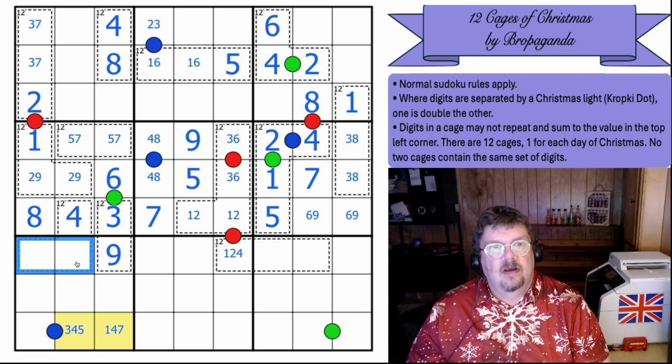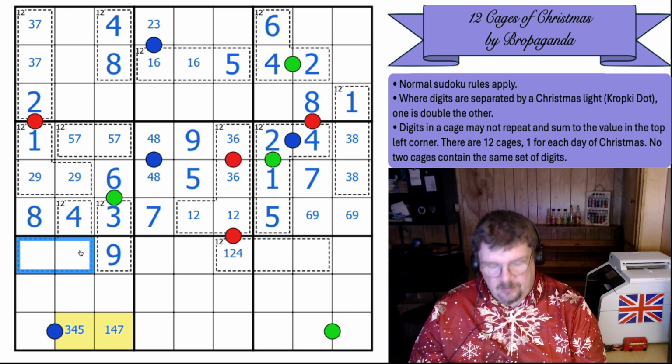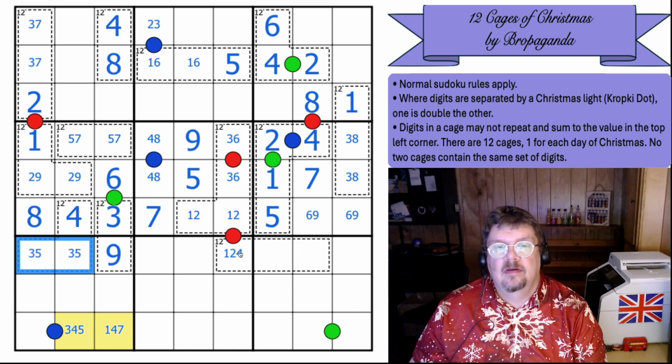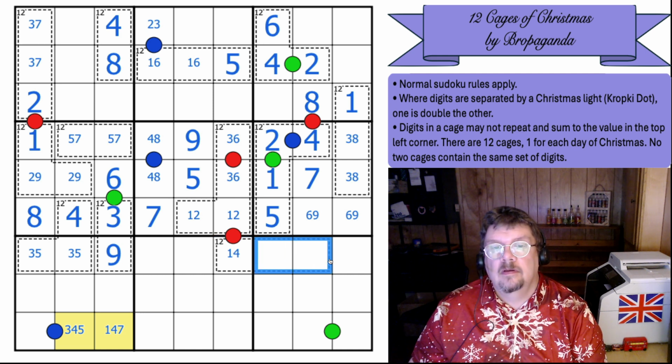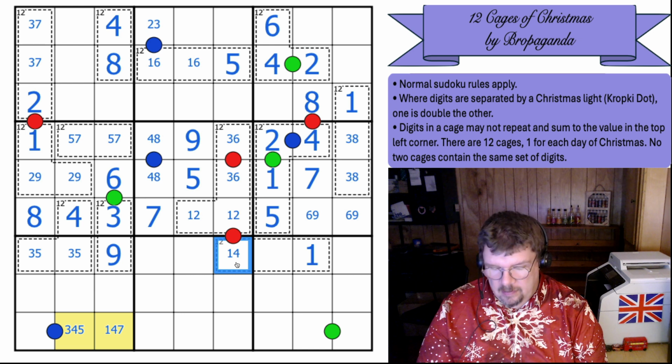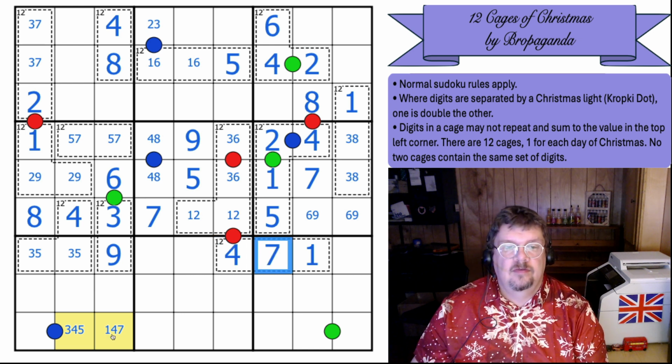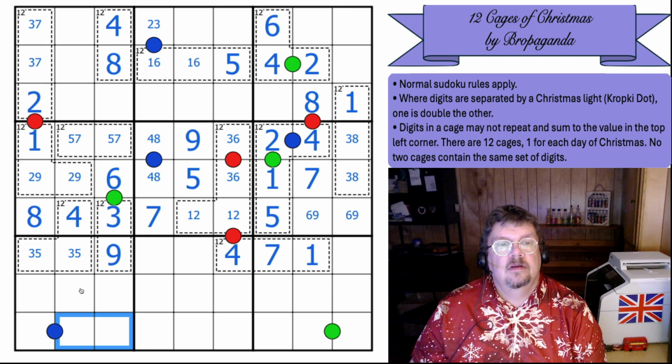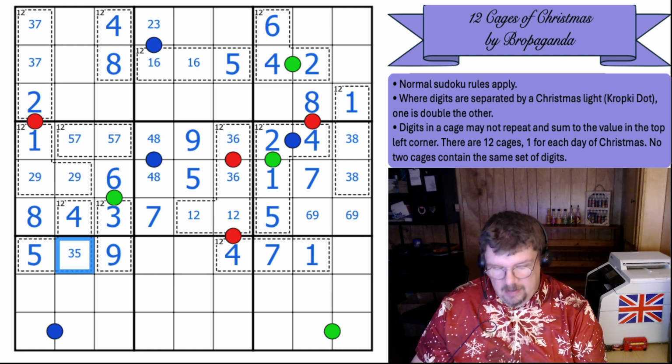That's either 3, 5 or 1, 7, but that can't be a 1 or a 7. So that's 3, 5. And this is now a 1, 4, 7 triple. In fact, that's a 1, that's a 4, that's a 7. That's all of our cages done. That 3, 7 makes that 5 and that 3.